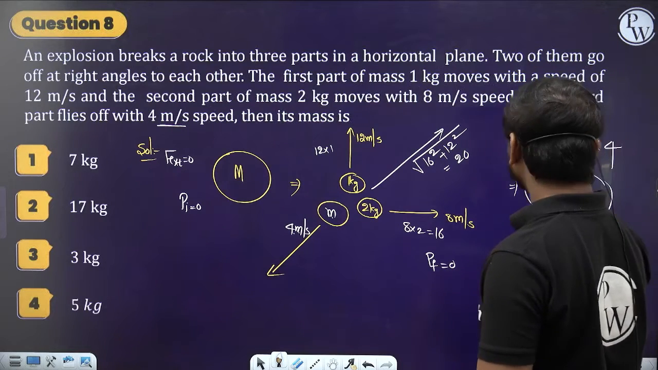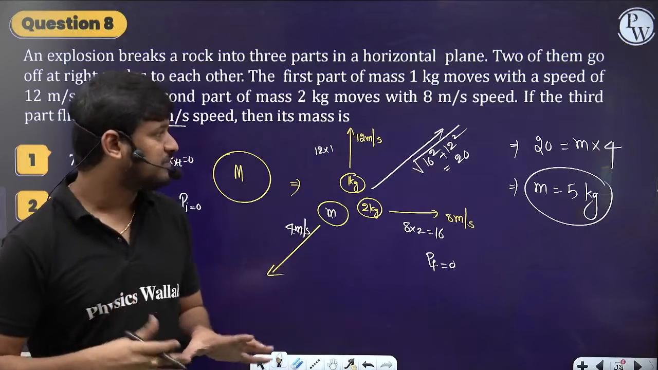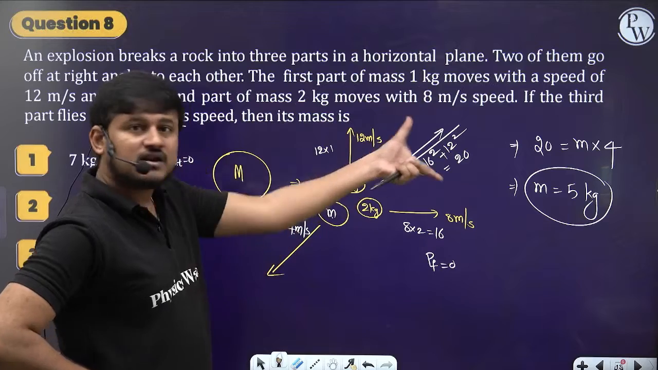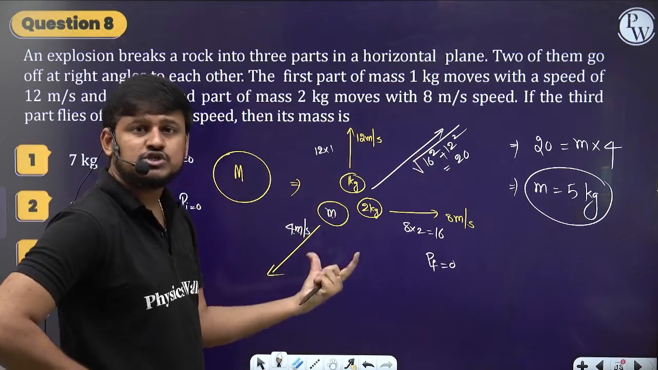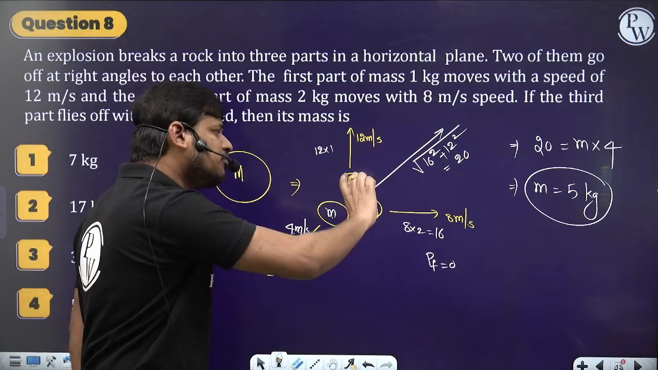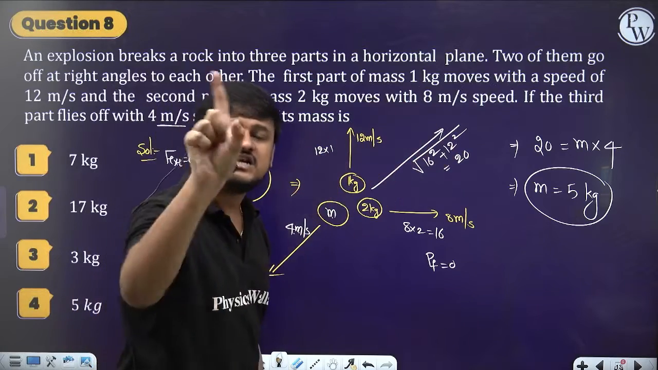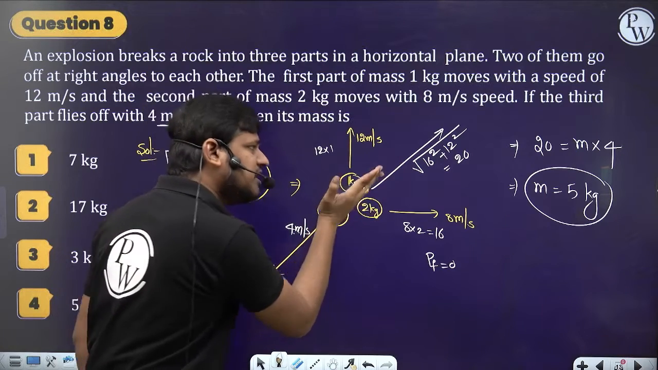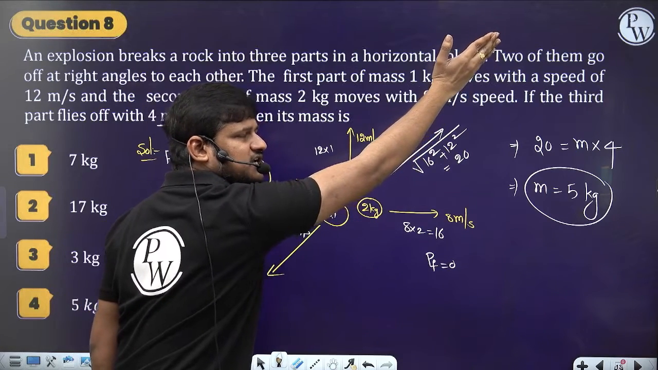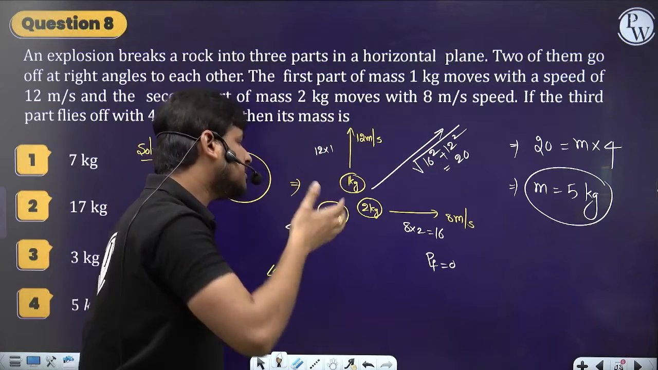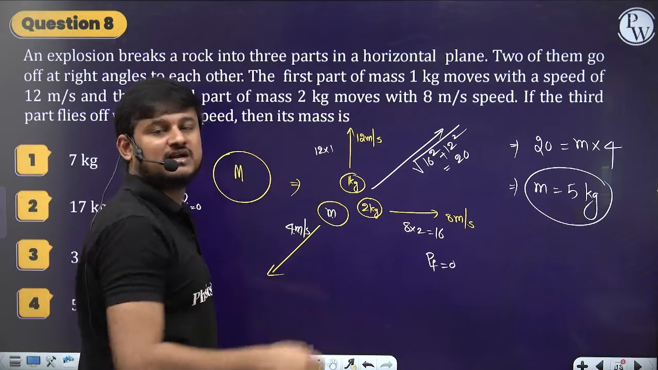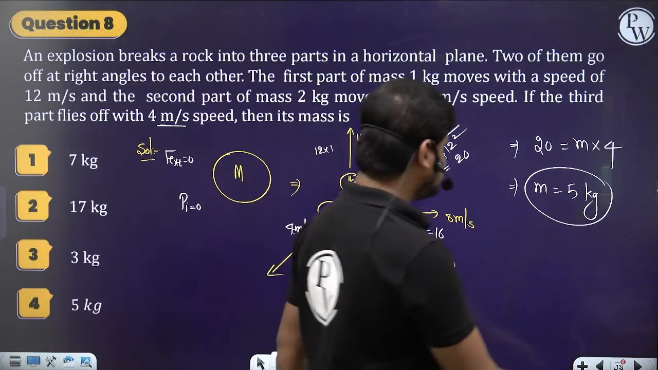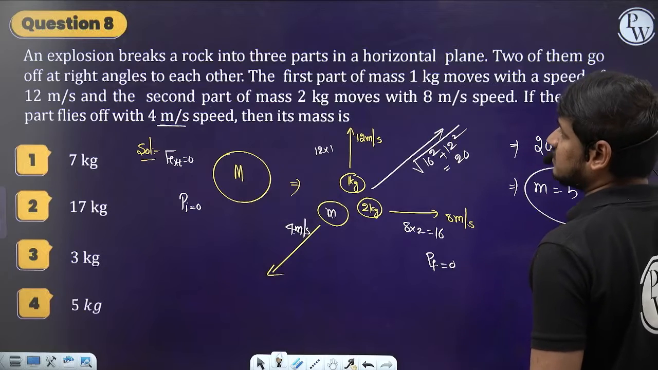Simple question. For a system of three particles, if an object breaks into 3 parts, and 2 of them are going at right angles to each other, the third one should move in such a way that the net momentum of these two is cancelled by the third one. See here, these two are going at right angles to each other, so the net momentum will be in this direction, right? Then the third particle's momentum should be exactly in the opposite direction. That's the logic you should understand, then you can solve these questions very easily.